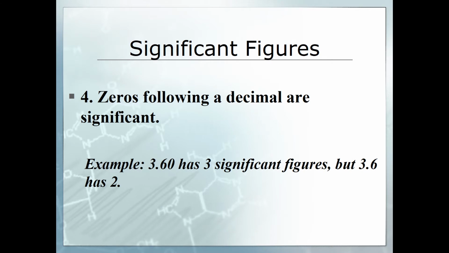Zeros following a decimal point are significant. So if you see a 0 after the decimal, trailing zeros, meaning coming to the right of the number, are significant. So 3.60 would have 3 significant figures, but 3.6 has 2.